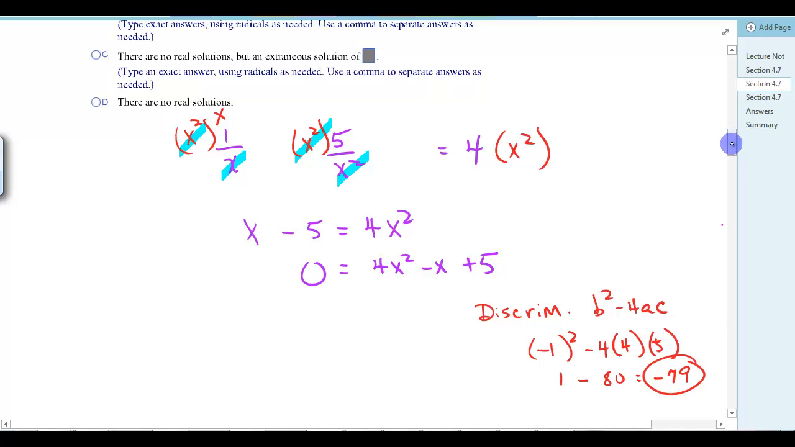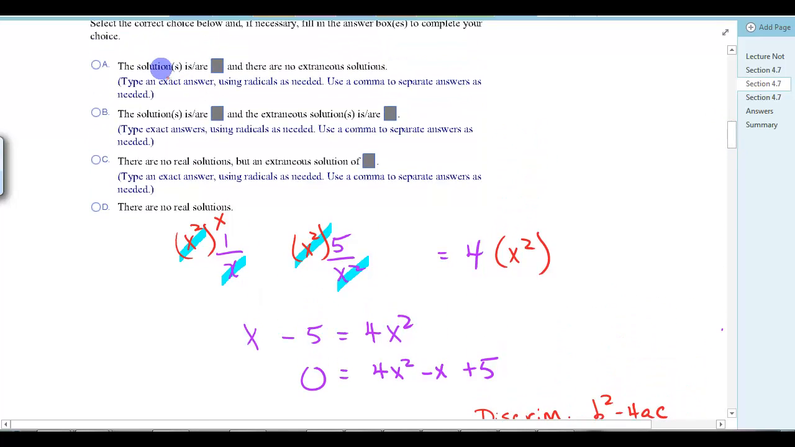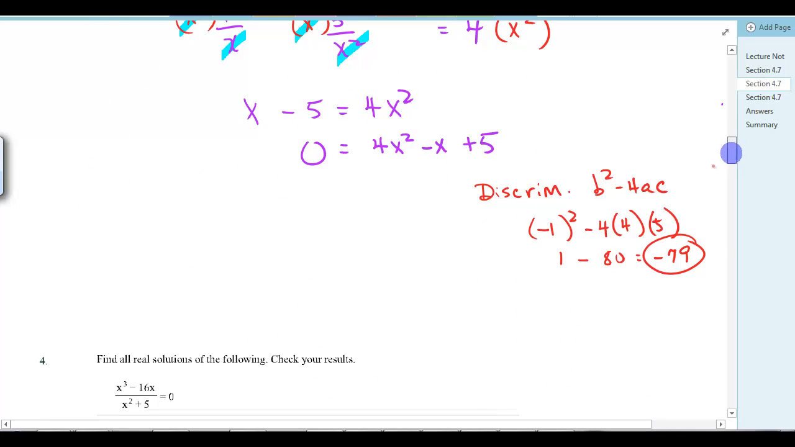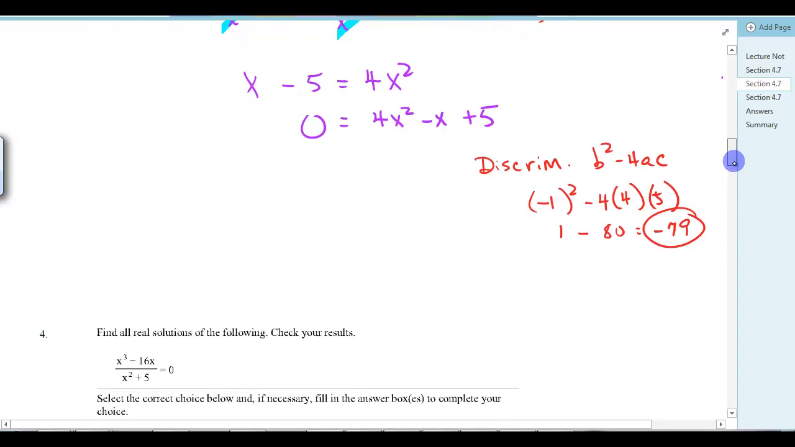All right, now let's look at our choices here. It can't be this. We don't have any real solutions, and we don't have an extraneous solution. We just have this. So that's a time when you think it's not going to factor, you might try to just do the discriminant, and if you get a negative number, you know you're not going to have any real solutions.